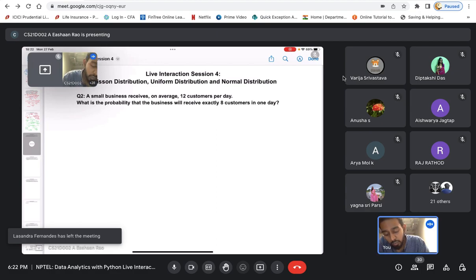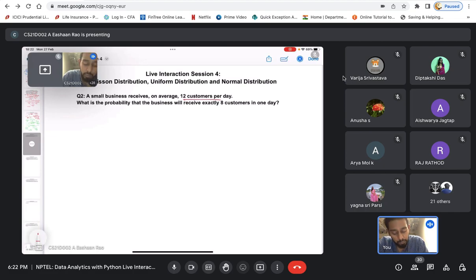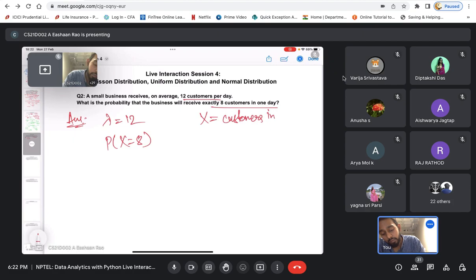The question is: a small business receives on average 12 customers per day. What is the probability that the business will receive exactly 8 customers in one day? Since a day can be divided into multiple intervals, this can be mapped to the Poisson distribution. On average, we are already given lambda as 12, and we are asking for the random variable x equal to 8 customers in a day. So for x equal to 8, what is the probability? It goes down to the Poisson mass function.